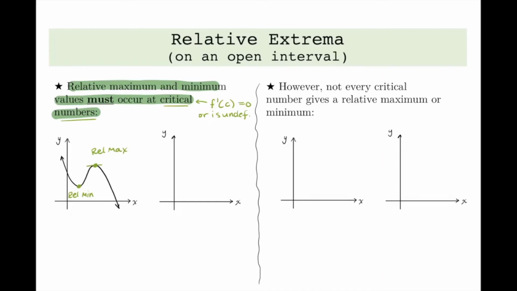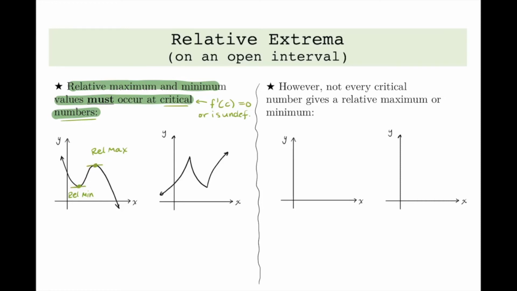We have a horizontal tangent line at both the relative minimum and the relative maximum. We are going to need to talk about how we decide if a critical number gives us a maximum like this or a minimum like this. We'll need a little more information than just knowing that the derivative is 0 or the tangent line's horizontal there.